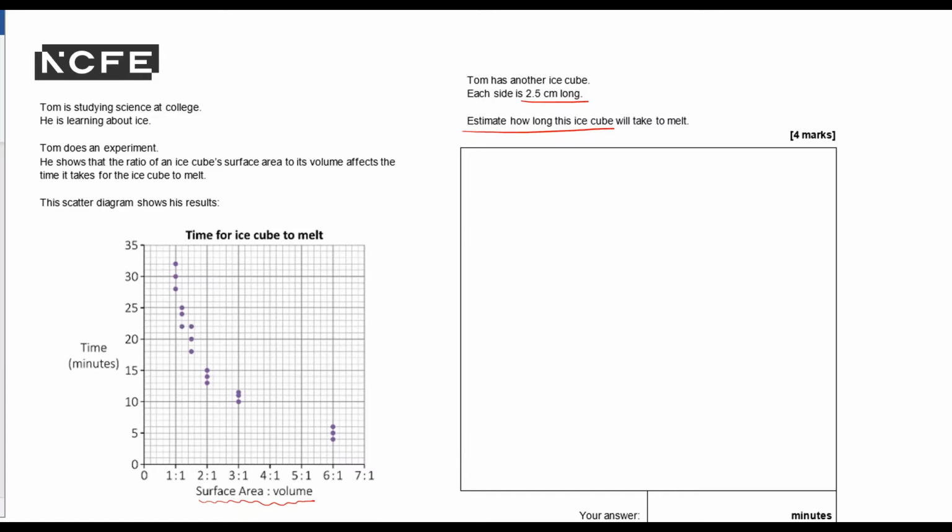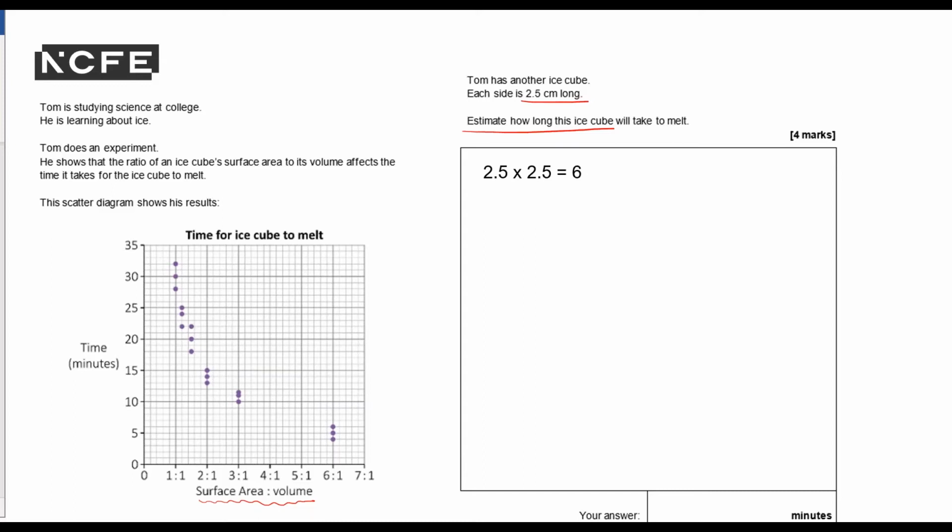My surface area, so if each side is 2.5 centimeters long, and I know the area of a square, it's going to be 2.5 squared. So I know that the surface area of one side is going to be 2.5 times 2.5. That's going to give me the area of one of the faces of the cube. And I can use my calculator. Because it's a decimal, 2.5 times 2.5 into my calculator gives me 6.25.